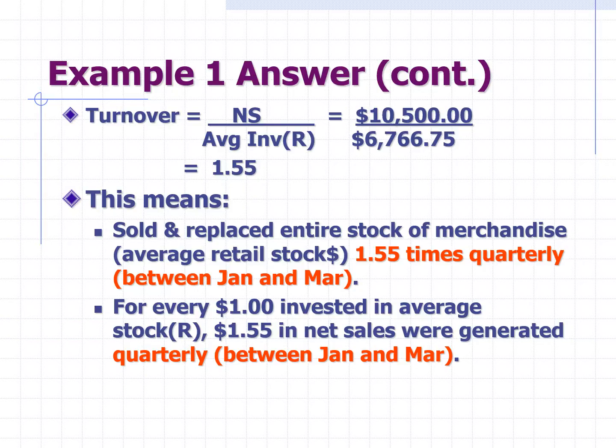Okay. The other interpretation of this turnover figure is that for every dollar that the store invests in the average stock at retail, $1.55 in net sales, okay, were generated. Again, between the months of January and March, okay, for that quarter.